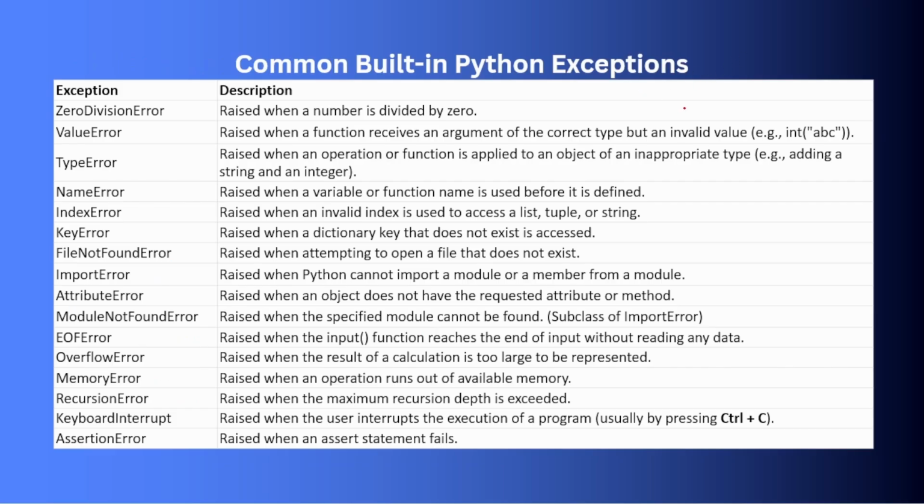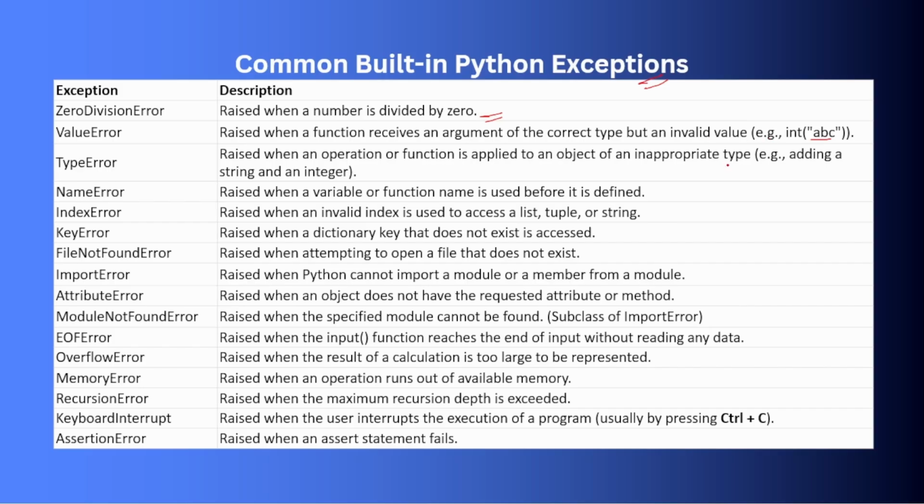The next topic is common built-in Python exceptions. We have been talking about these exceptions like ZeroDivisionError and ValueError. What are these exceptions? They're already written inside the Python language, and while performing exception handling, we just have to use them. Like we have already seen ZeroDivisionError. It is raised when a number is divided by 0. ValueError is raised when a function receives an argument of the correct type but an invalid value. Example, int("abc"). This "abc" cannot be converted into an integer, so here this will raise a ValueError.